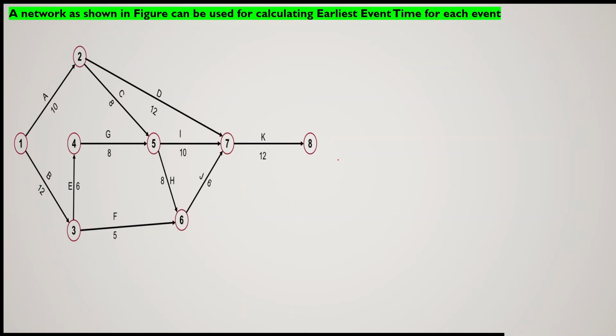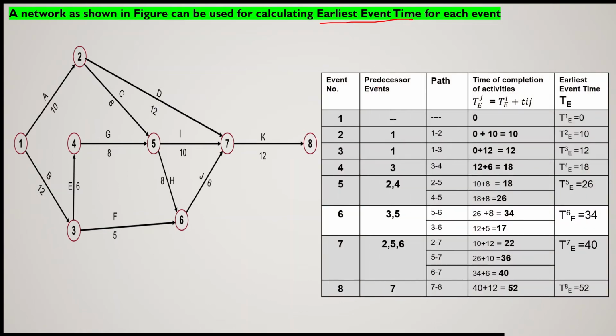And if you see here, event number 8 has only an incoming arrow, no outgoing arrow. You will see no outgoing arrow from event number 8. So event number 8 will be the end event of this project. Now what we have to do is calculate the earliest event time, that is TE, for each event. So let us understand step by step. In this table, the first column is the event number, that means event number 1, 2, 3, 4, 5, 6, 7, 8.